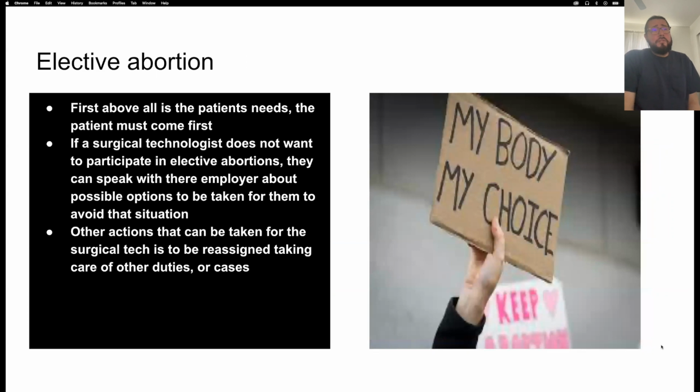Elective abortions: the first thing above all is the patient's needs. Patient's needs need to be met. If a surgical technologist does not want to participate in elective abortions, they can speak with their employer about possible options to be taken for them to avoid the situation. Other actions that can be taken for the surgical technologist is to be reassigned, taking care of other duties or other cases. Now I'll be sending it to Ashley Zepeda.